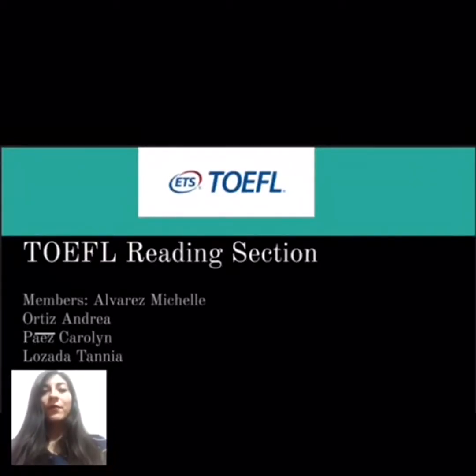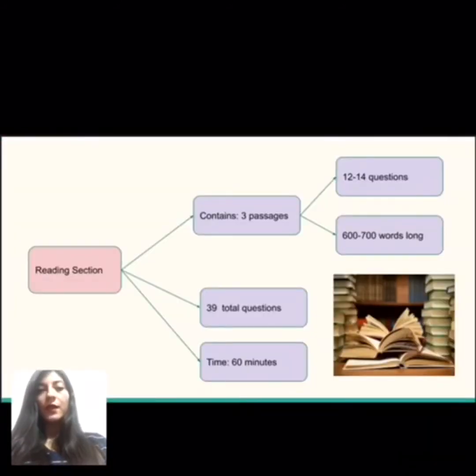We are group number 5 and we're going to talk about the TOEFL reading section. The first section of the TOEFL tests your ability to read and answer questions about passages or readings. It contains 3 passages and each passage is followed by 12 to 14 questions for a total of 39 questions. The passages are generally from 600 to 700 words long. You have 60 minutes in which to finish this section.